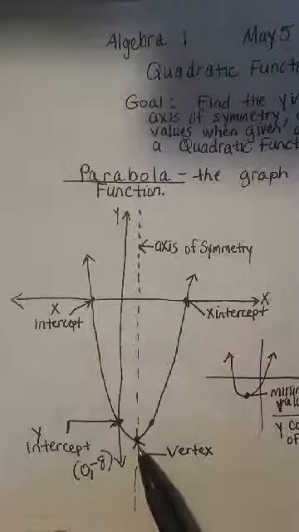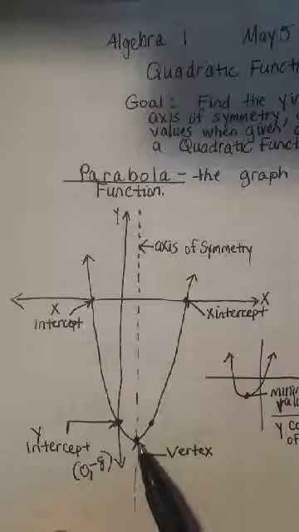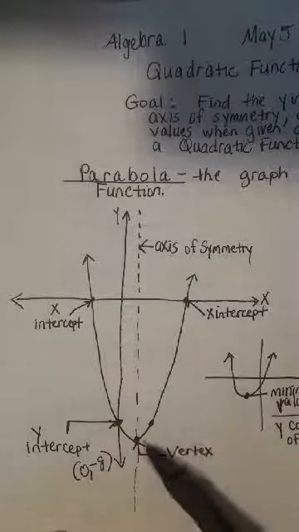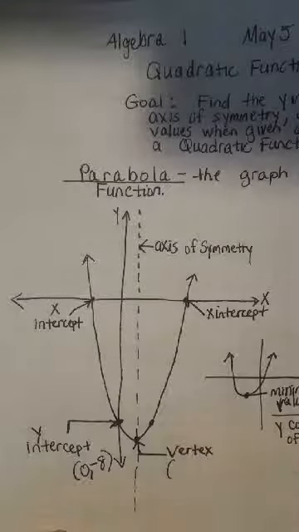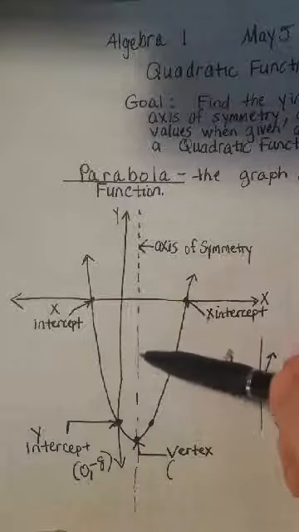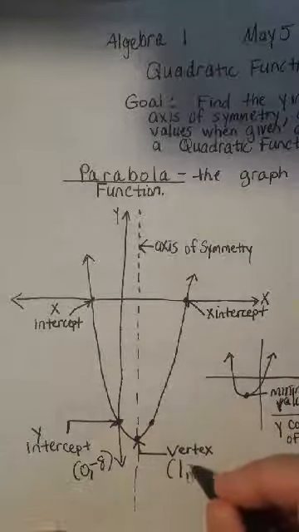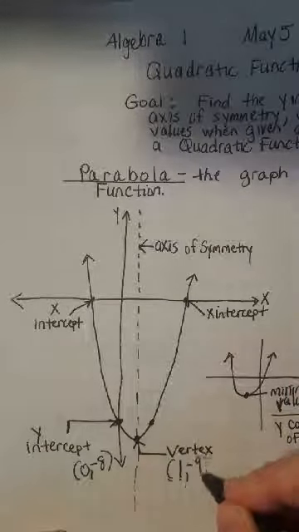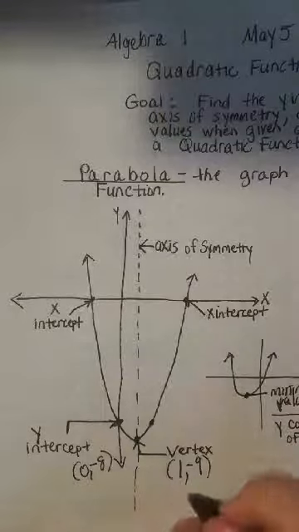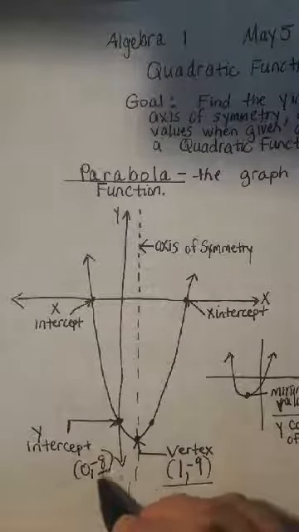Now, sometimes that vertex will be at the very top if it's turned upside down, but it's the very bottom or the very top point on your parabola. That is the vertex. In this case, that vertex is the point 1, negative 1, 2, 3, 4, 5, 6, 7, 8, 9. That vertex is the point 1, negative 9. Now, you're going to have to give the entire point for your vertex when you're answering your questions on IXL. On the Y-intercept, remember, you just give the Y-coordinate.